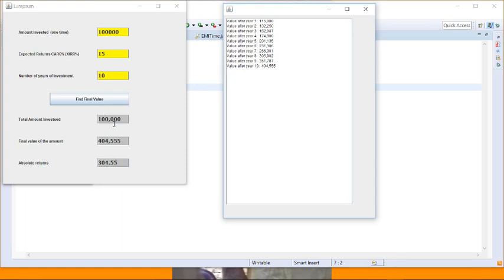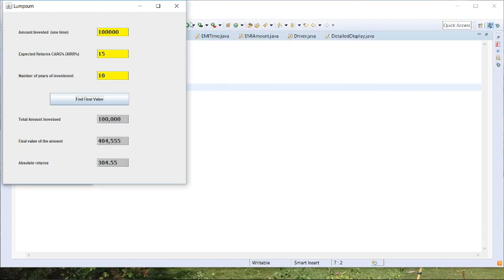And the final value is displayed here: the actual amount invested, the final value, and absolutely how much the value has increased. So 304 times it is. This is a lump sum investment, meaning you are investing only one time and that value will increase each year.